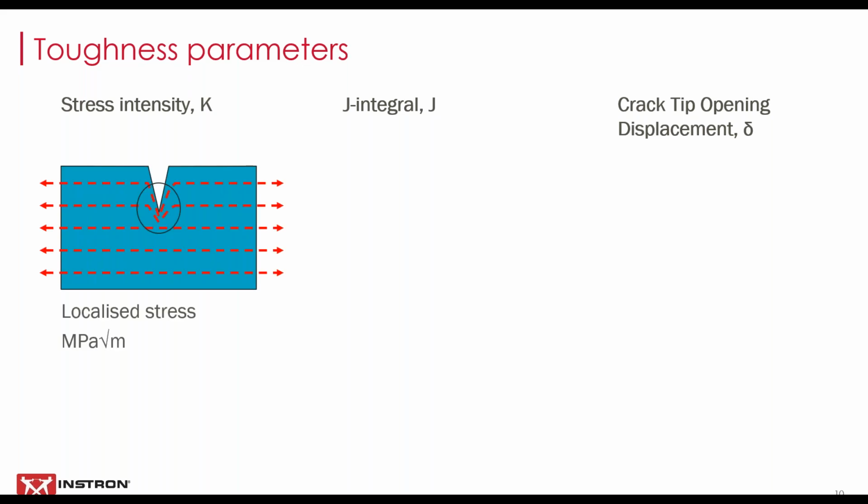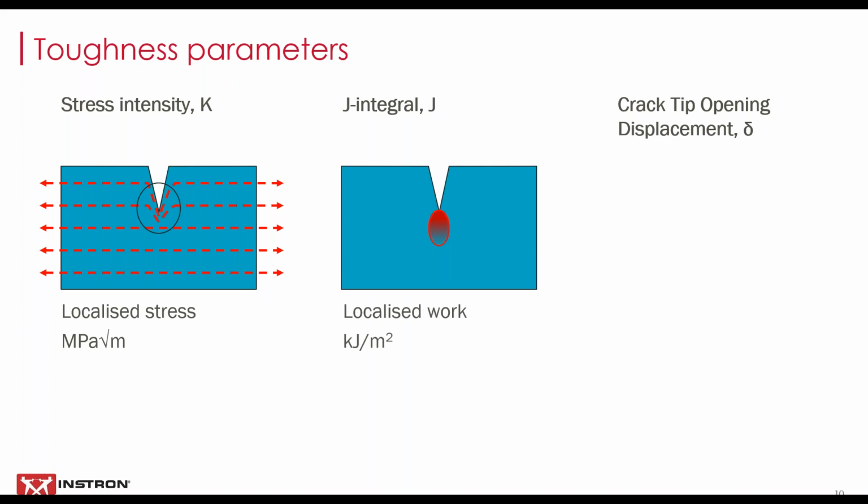Right, once again, similar diagram to what I said. We're looking at stress intensity, which is the localized stress. And you see the units here are megapascal root meters, and that's describing how tightly the stress is concentrated at the crack tip. J integral is a mathematical description of the energy in the material. And it's describing the work done in making that crack longer.